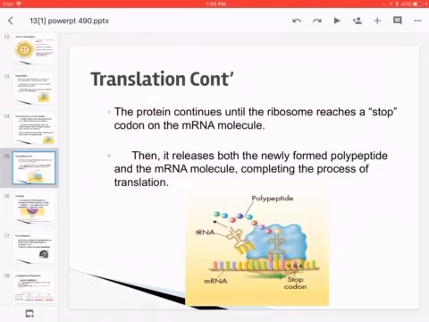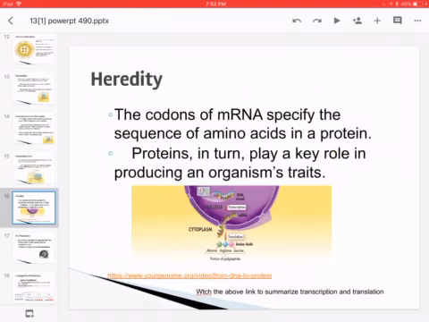So when you get to that stop codon, it's going to release both the newly formed polypeptide and the messenger RNA molecule, completing the process of translation. So the codons of messenger RNA specify the sequence of amino acids in a protein. Proteins, in turn, play a key role in producing an organism's traits.